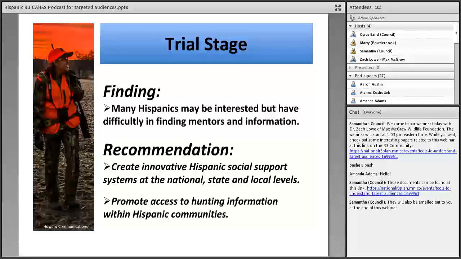Again, in the trial stage, many Hispanics may be interested but have difficulty finding mentors and information. Again, there's some opportunity to create an innovative Hispanic social support system and then promote access to hunting information within Hispanic communities.